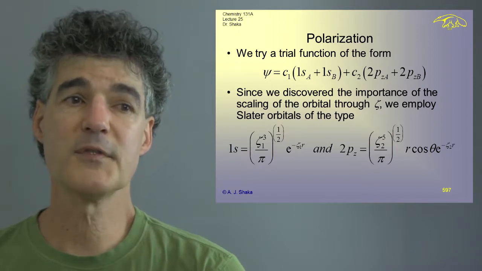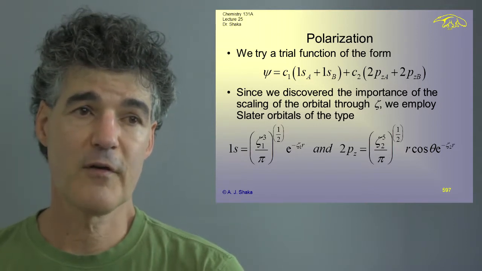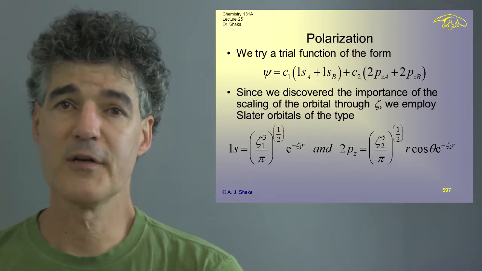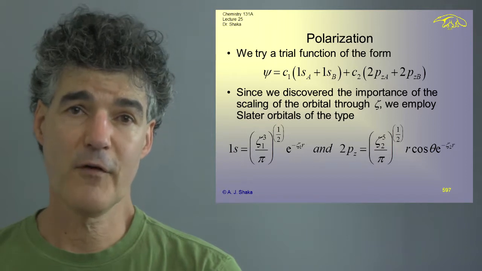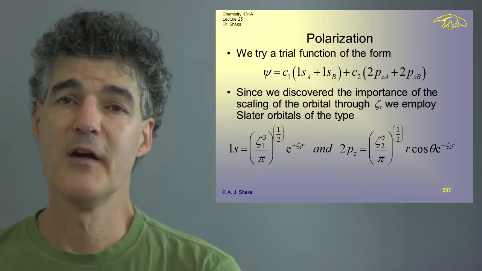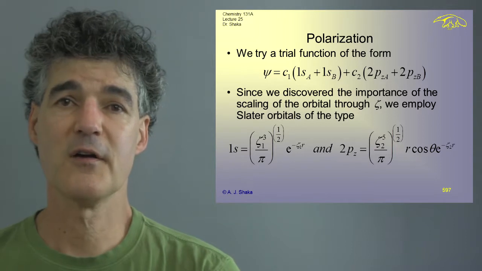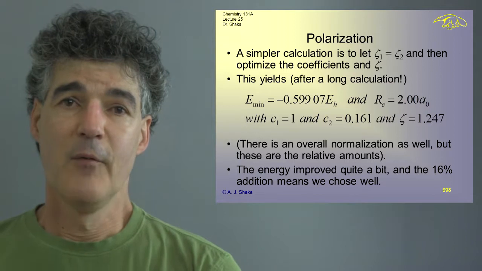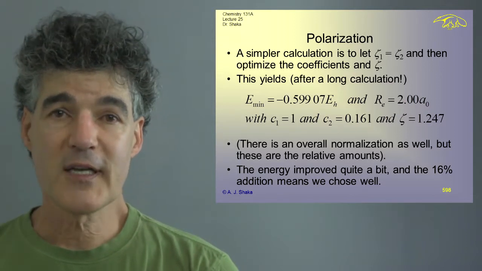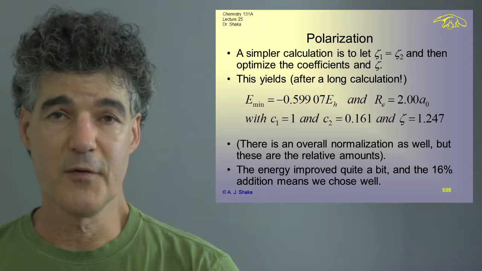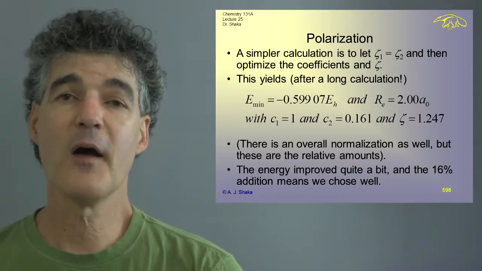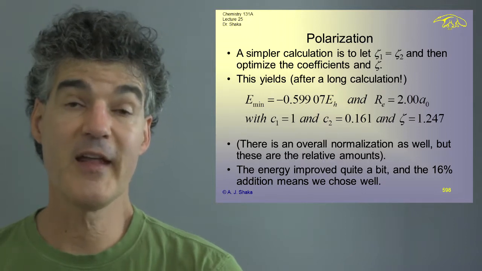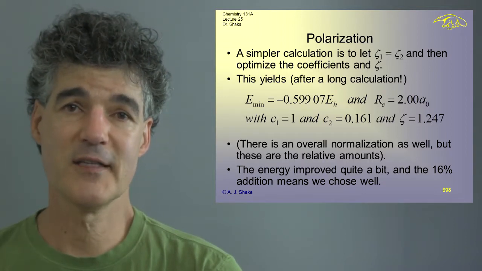And then here are the functional forms for the 1s and the 2pz that we're going to include. There's zeta 1 for the 1s, and there's zeta 2 for the 2p. And of course, there's the r cosine theta that we get from a 2p orbital. When we first start out, though, it's simpler to let zeta 1 equal zeta 2. That's more restrictive, and then just optimize the coefficients C1 and C2, and then go back and optimize zeta.